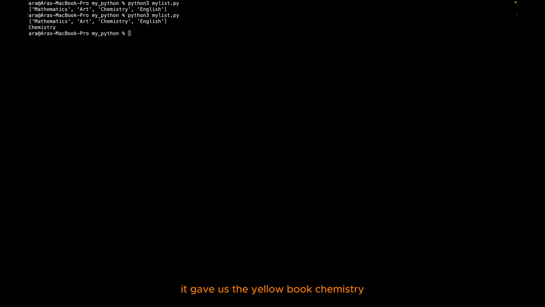Perfect. It gave us the yellow book, Chemistry. This is exactly what happened in our library analogy. The PVM went to the T bundle, selected the 3rd item, and gave it to us.